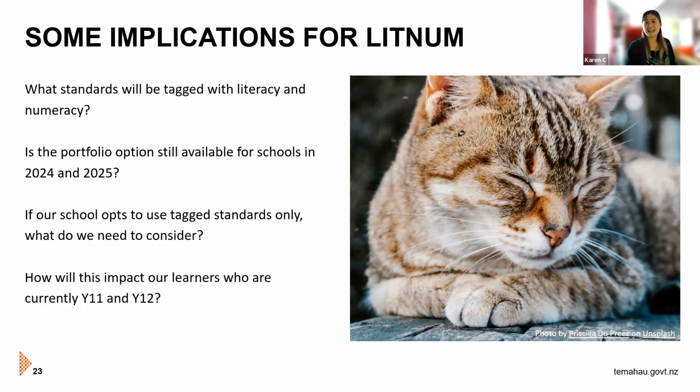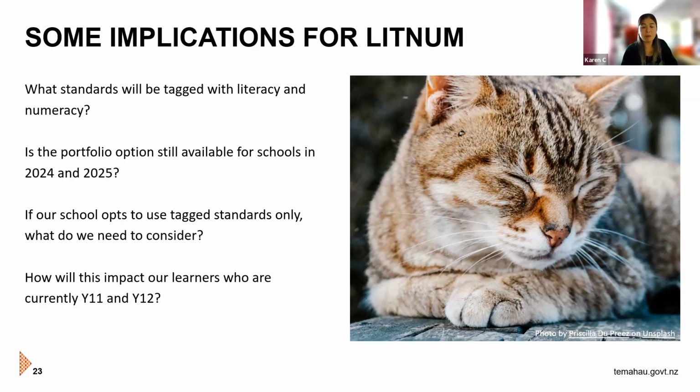How will this impact our current year 11 and year 12 learners? Now, any learner who has met the literacy and numeracy requirement already will have this honoured. So for example, if you have a learner in year 10 this year, and they have achieved 10 credits in mathematics and statistics, and those are tagged with numeracy, that means that they have met the numeracy requirement and they will not have to undertake the co-requisite.